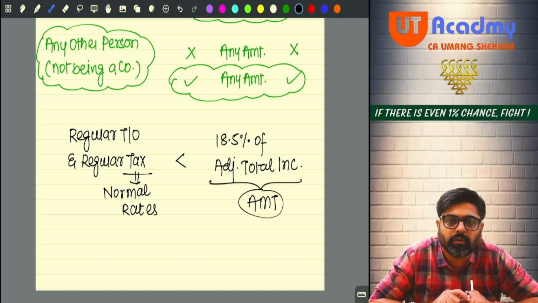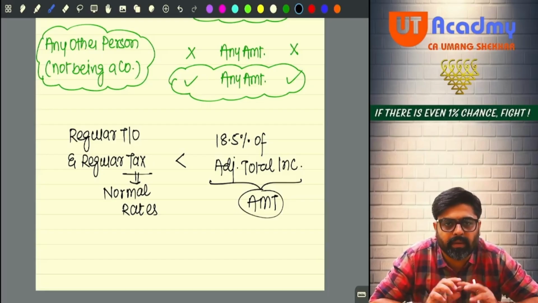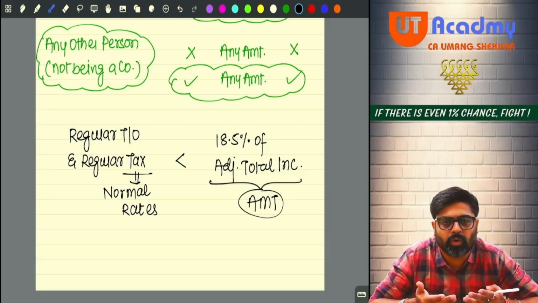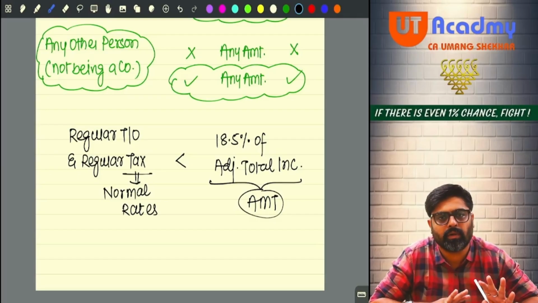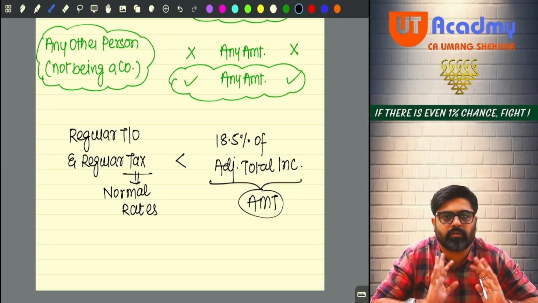This is known as alternate minimum tax. What is the rate of alternate minimum tax? 18.5%. That rate you are supposed to apply on adjusted total income. By applying this 18.5% on adjusted total income, whatever amount you are getting, that amount is your alternate minimum tax.